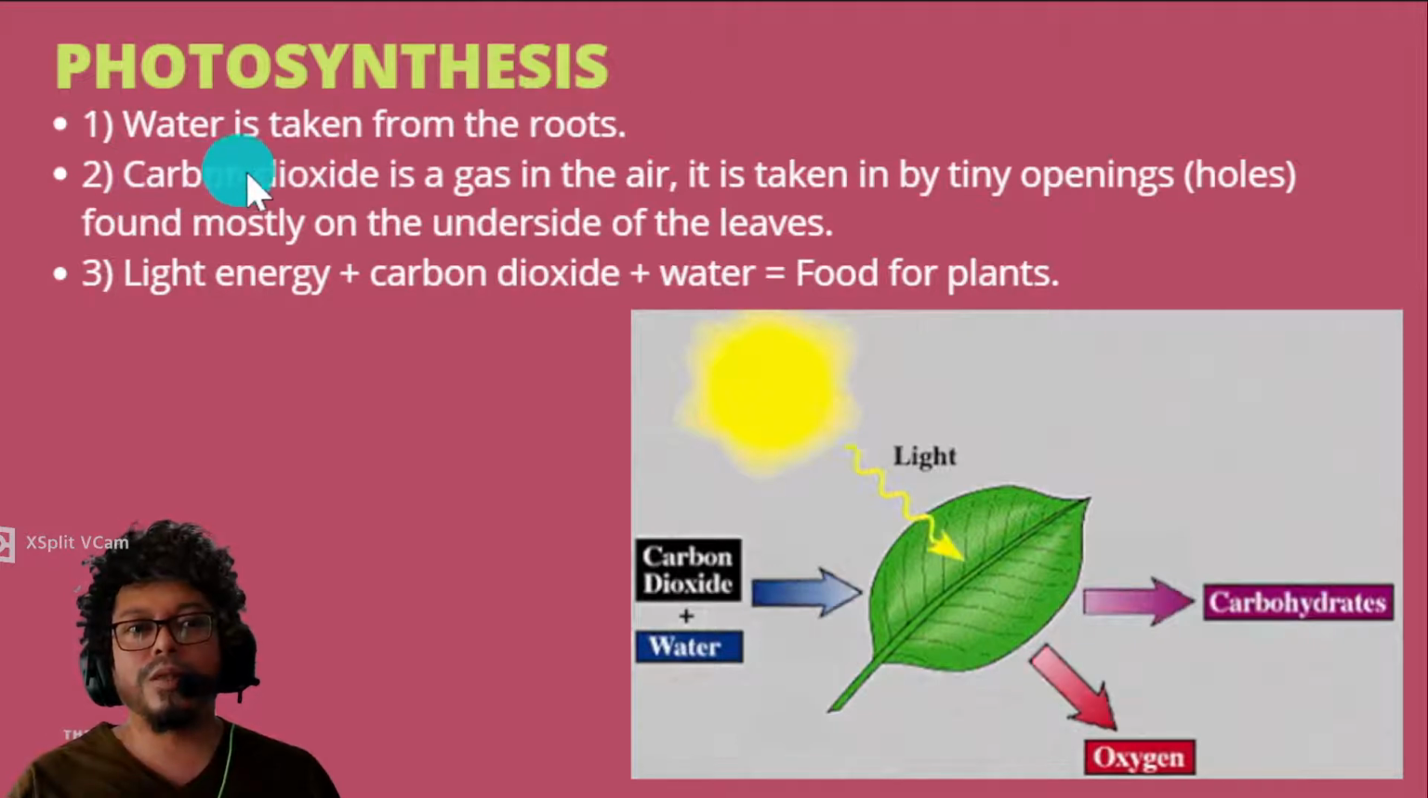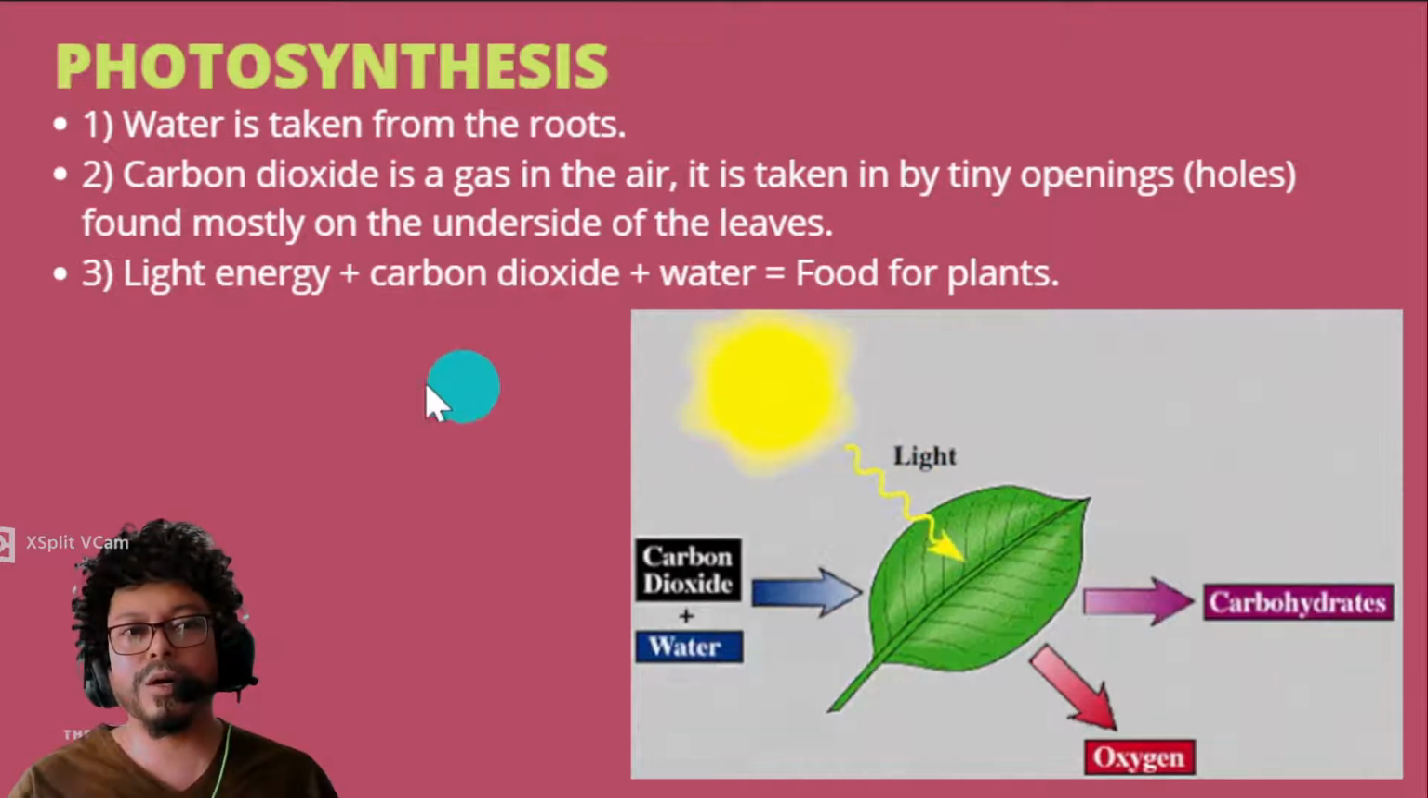Now, water is taken from the roots. Carbon dioxide is a gas in the air. It is taken in by tiny openings found mostly on the underside of the leaves. Carbon dioxide masuk ke dalam daun from holes. Ada lubang daun ni sebenarnya. There are holes that you cannot see with your eyes. Light energy plus carbon dioxide plus water is equal to food for plants.